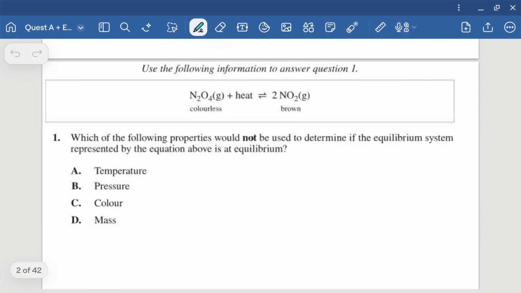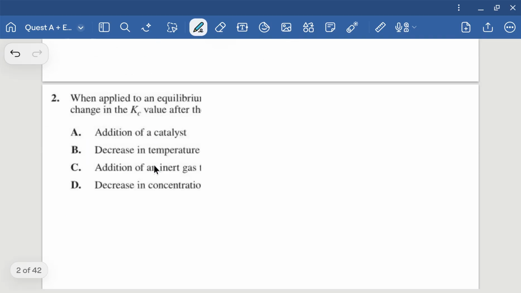So the first question here, just getting right into it, you have an equation in equilibrium, and it asks which property would not be used to determine if the system represents the equation above, if it's at equilibrium. Wow, that was hard for me. So when you're looking at this one, this is essentially just knowing the definition. If you're in equilibrium, these three things would stay constant and D would not. So that first answer would be D. We wouldn't be looking at mass to know if we were in equilibrium.